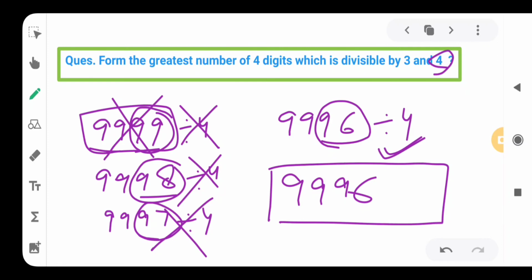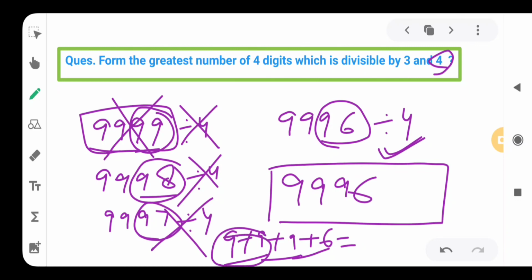We are going to add the digits. We will get 9 plus 9 is 18, plus 9 is 27, plus 6 is 33.